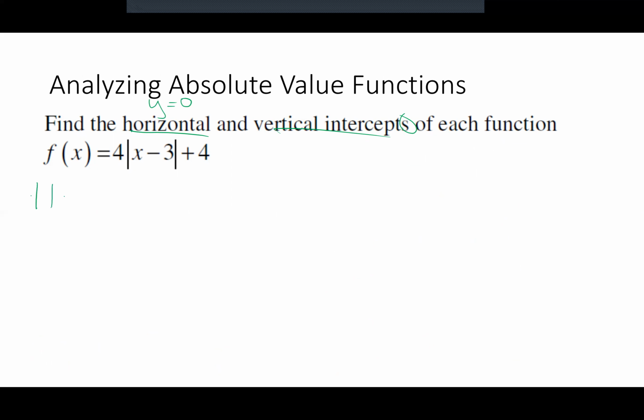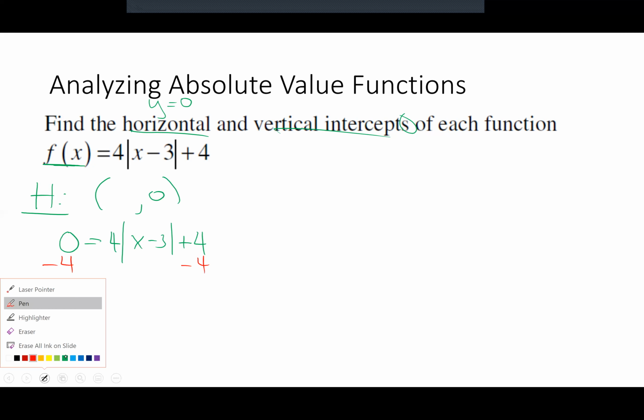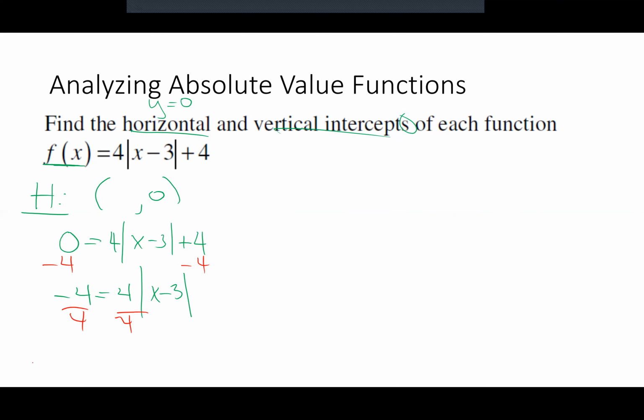All right, so for my horizontal intercept, I know that my y value is 0. I need to solve for my x. So I know this is 0. So now what I'm going to do is solve for x. All right, so not a problem. We subtract 4 from both sides. Okay. So now I'll divide both sides by 4. That's fine. Wait a second. I see something problematic here.